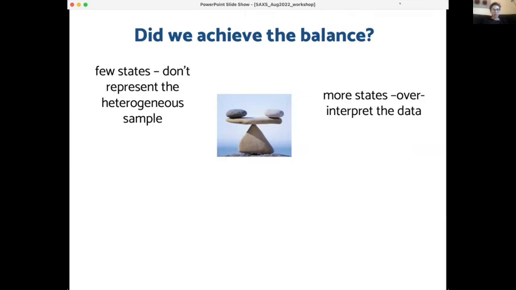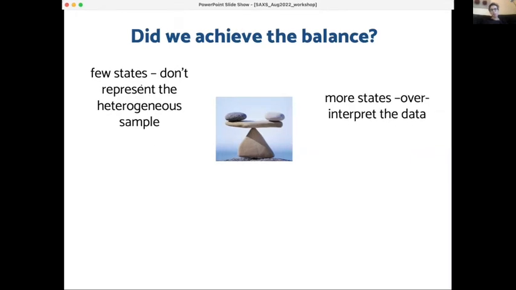So the question is, if we use a small number of states, then we are not overfitting the data, but it's not clear if we represent the heterogeneous sample. And it was very obvious for this example that I showed you before of Prion Protein, which is 50% disordered. It's quite clear that it has more than one conformation in solution. On the other hand, if we keep adding states, we are in danger of data overfitting. So how do we balance those two?